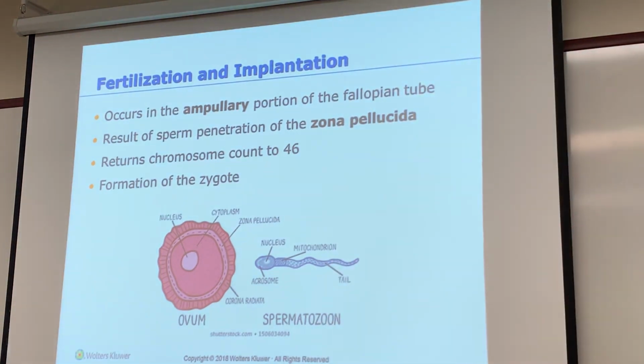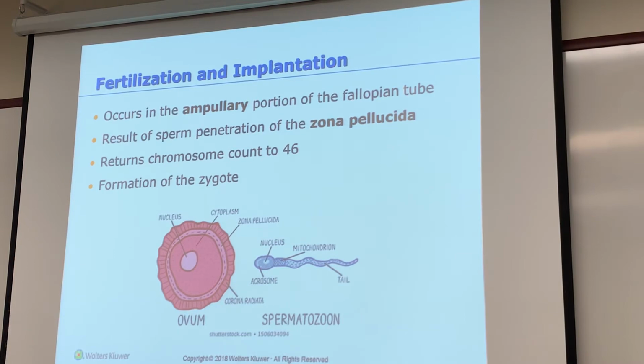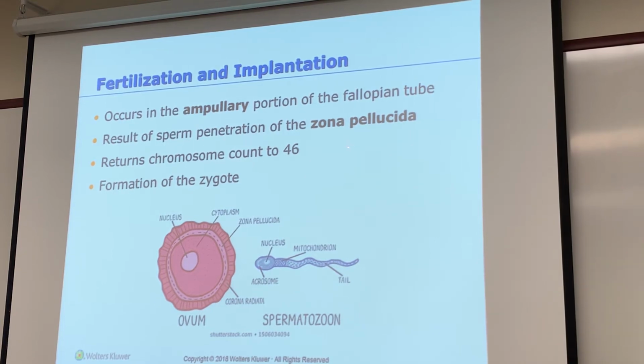Now, my ova has a membrane around it. That membrane is the zona pellucida. On the outside of the zona pellucida, I have the corona radiata. It's like little villi that help travel the fallopian tube. Once the sperm penetrates the zona pellucida, it closes back up and changes its composition so another sperm cannot enter.